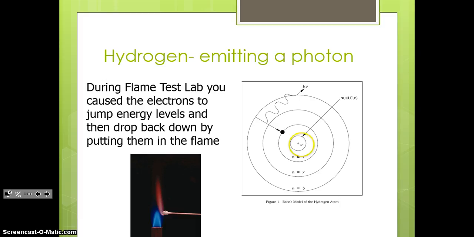So what we see here in the nucleus is our central location. N represents our energy level. And then we're going to be able to track that electron moving back and forth between these energy levels.